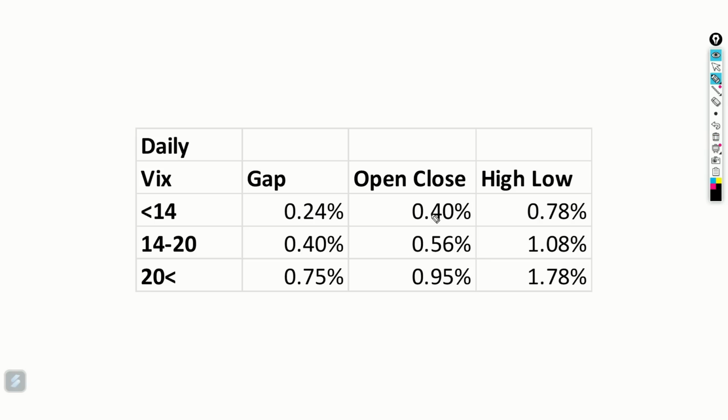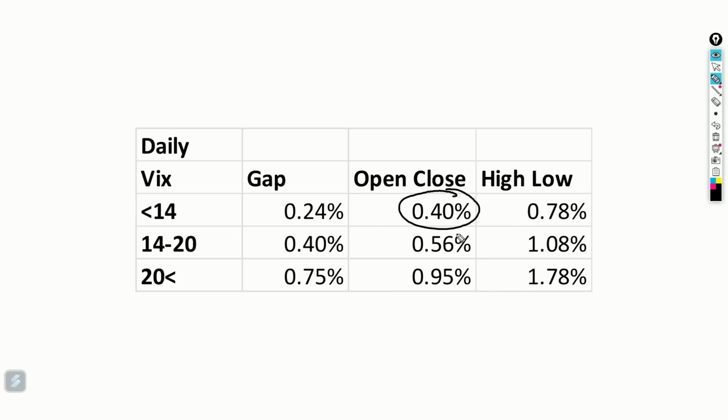Now we are also going to see the open and close difference, the average difference between the open of the day and close of the day. Again, you see that on the days when VIX is lesser than 14, the average difference between open to close is around 0.4%. So usually you can expect an average of 0.4% difference between the open and the close. Again, we are using the absolute terms. It can either be positive 0.4% or negative 0.4%.